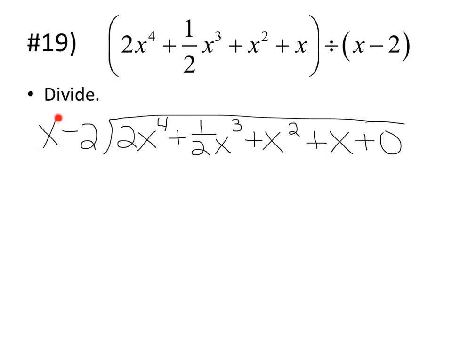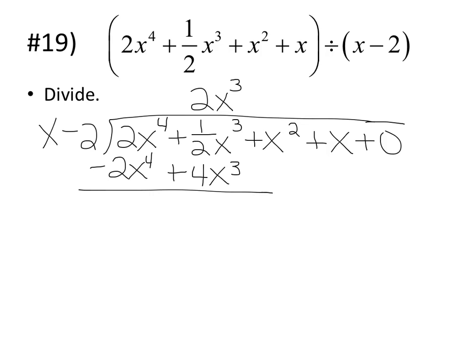So first things first, x times what gives me 2x to the 4th? That's 2x to the 3rd. We're going to line up our exponents. So 2x to the 3rd times x is 2x to the 4th. 2x to the 3rd times negative 2 is negative 4x to the 3rd. Change your signs. Okay? So you've got 2x to the 4th minus 2x to the 4th is 0. And then you've got 4x cubed plus 1/2 x cubed, which we know is 4.5.